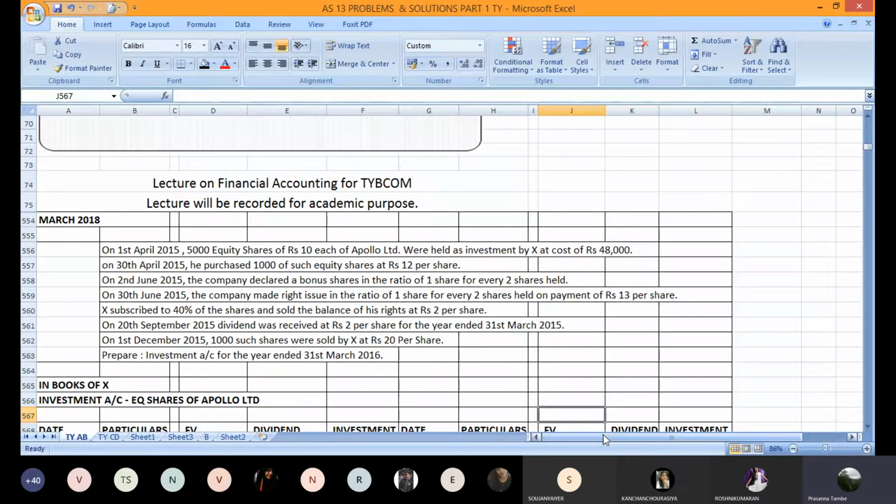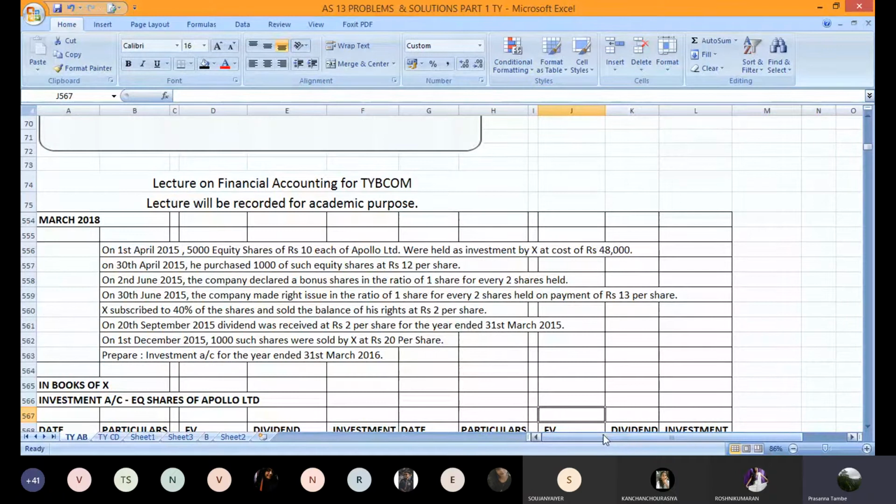So we have practically all sorts of adjustments in this. We have purchase, we have sale, we have bonus, we have rights issue, we have partial sale of rights entitlement, and we have dividend also. So with these details, let's begin one by one.